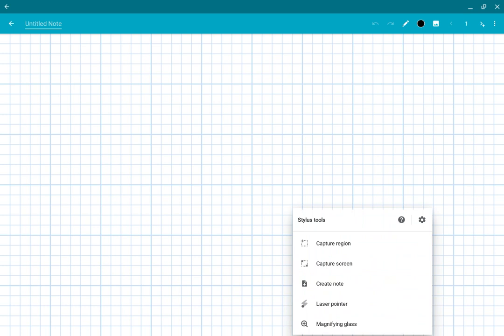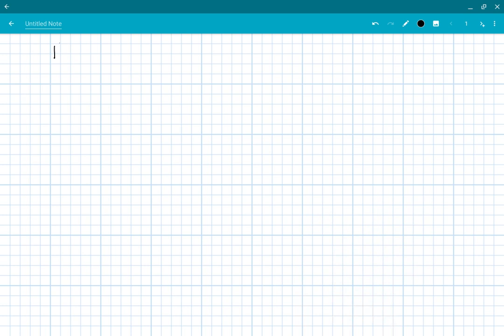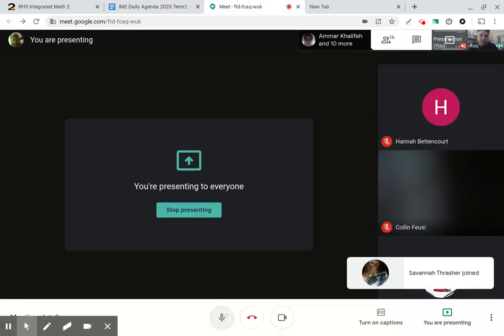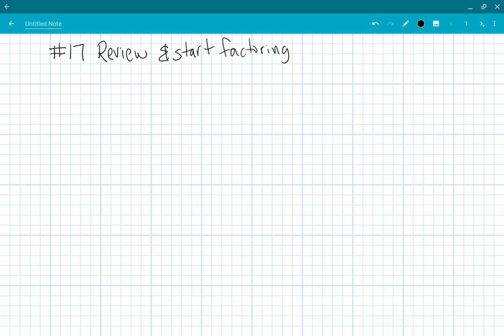So today is going to be number 17. Number 17 review. And we'll start and then start factoring. And factoring is, let me just do something real quick. Factoring is kind of the reverse of multiplying, like riding the bicycle backwards. Let's see, what was I going to do here? Get this one off. There we go.